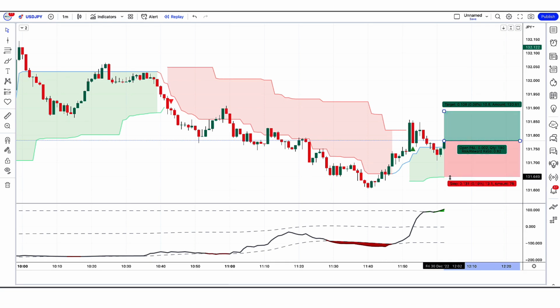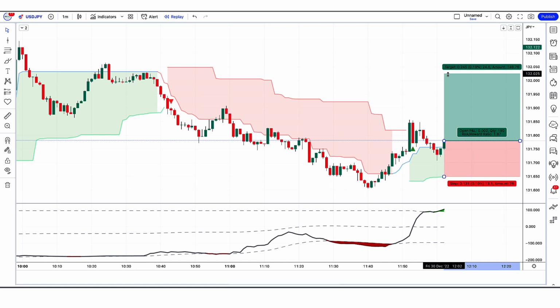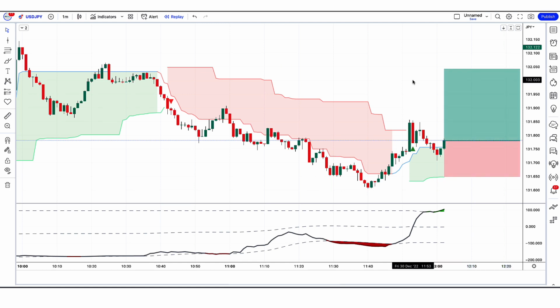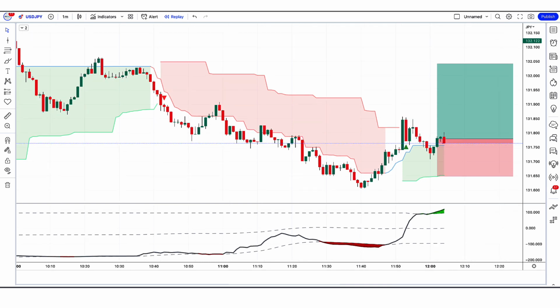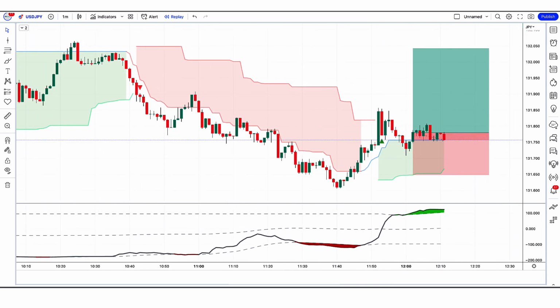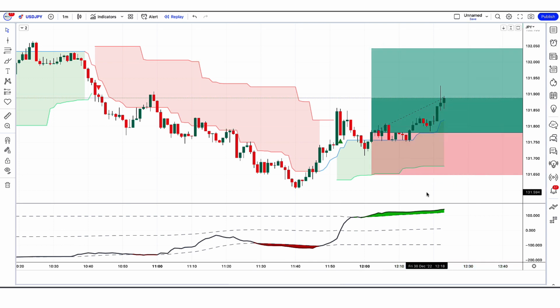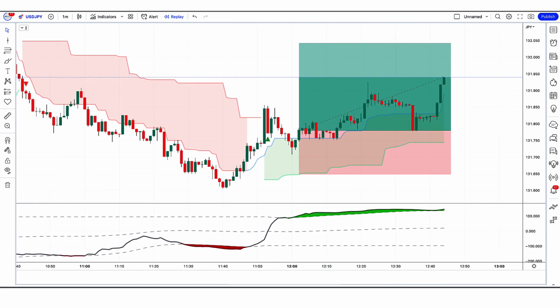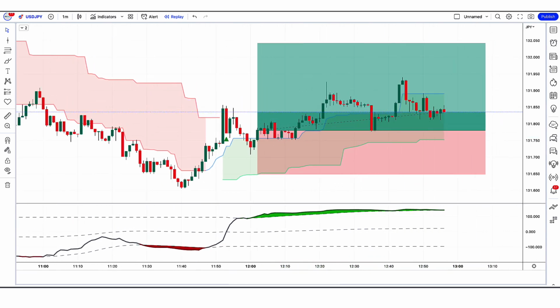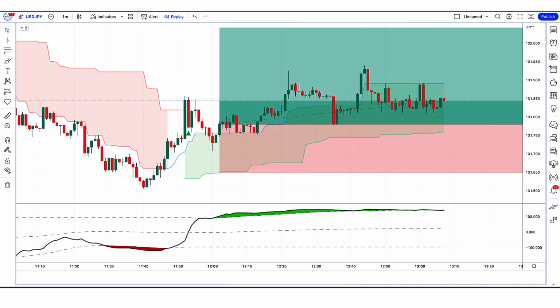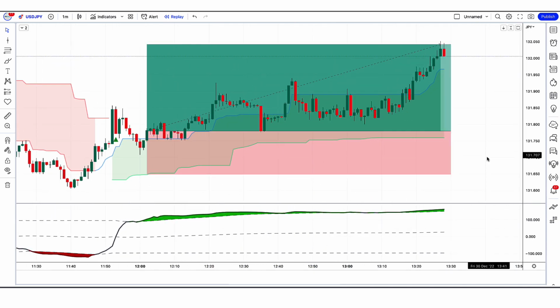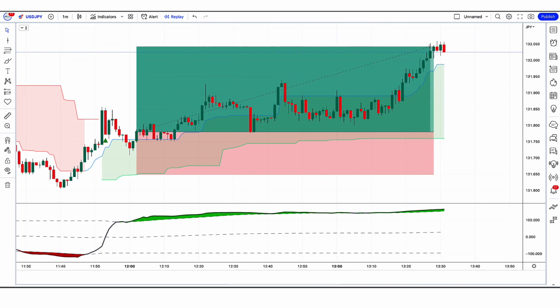Our stop loss will be placed at the follow line trend indicator of lower line. And the risk to reward ratio will be 1:2. Let's see what happens to our trade. Our trade is running in profit. We have won the trade. Let's find the next trade.